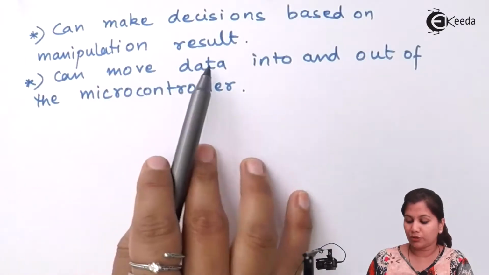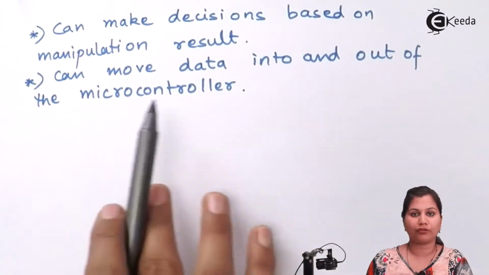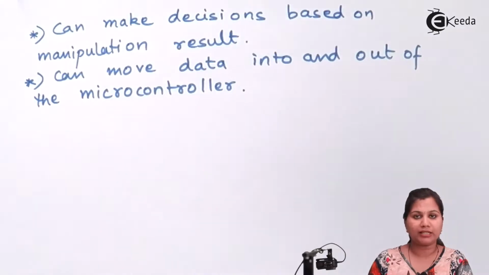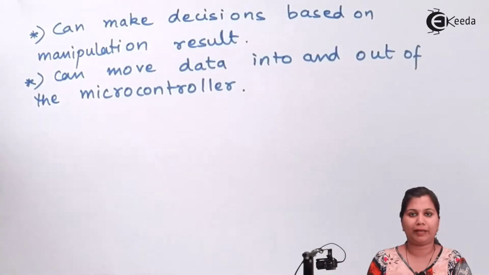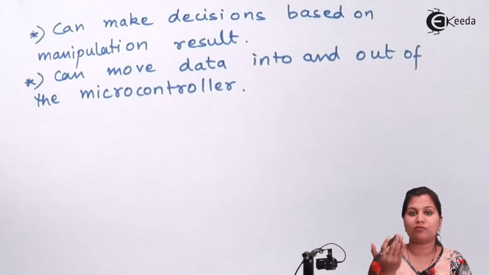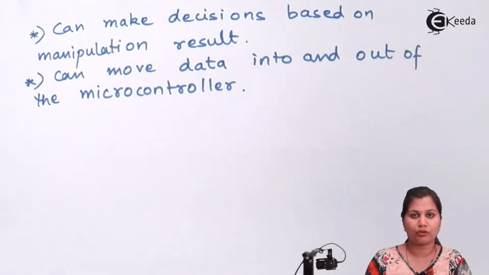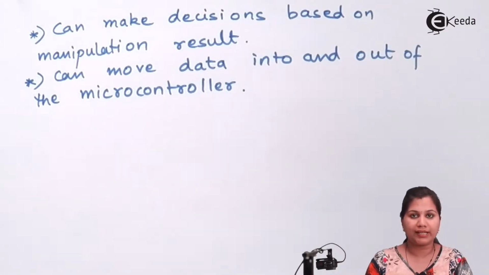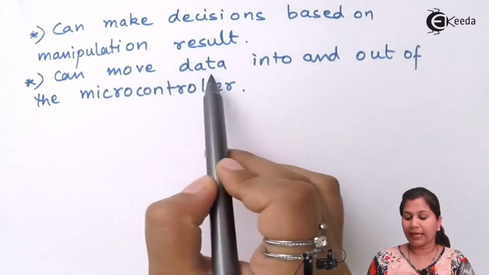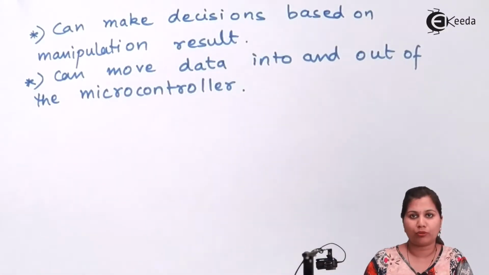Also, the microcontroller can move the data into and out of the microcontroller. With the help of the instructions, the data can be moved into the microcontroller and out of the microcontroller. Suppose that the microcontroller is communicating with some other device, and that device wants to give some data to the microcontroller, so that will be input data. And if the microcontroller wants to send some data to the external devices, then that will be the output data. So data can be moved into and out of the microcontroller.